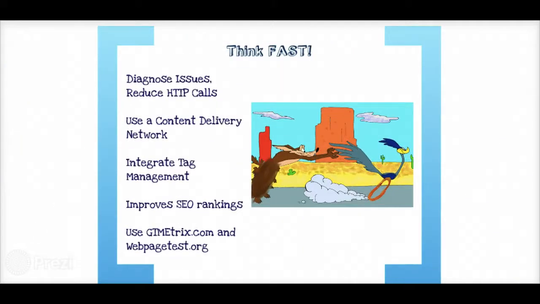You also want to think about performance and speed with your conversion optimization efforts. You want to diagnose issues, reduce HTTP calls, use a content delivery network, and be sure to use a tag management tool. Something like Google Tag Manager would work great, and it's free, which is going to help reduce the amount of JavaScript that your page has to load. This isn't only going to help your conversion rate and your speed, it's also going to help your SEO rankings. Two great websites to use to diagnose where your speed is doing well and where it's not are gtmetrix.com and webpagetest.org.